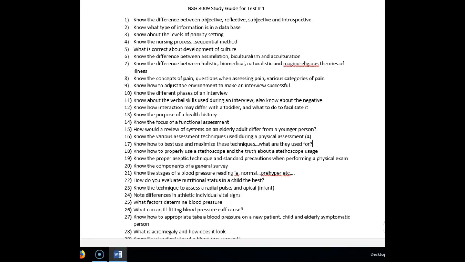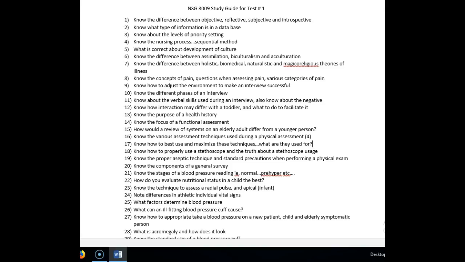Sometimes people have a UTI, which is a urinary tract infection, and they'll get confused because of it. The third level is based on any type of knowledge deficits, or a person maybe not knowing how to take care of themselves, a person's activity level, their rest level, how they're coping with a disease process, or any other type of psychosocial needs. So for question number 3, know about the levels of priority setting.